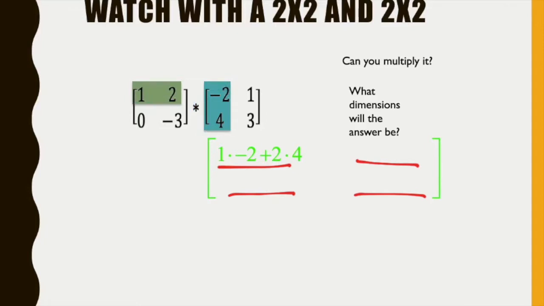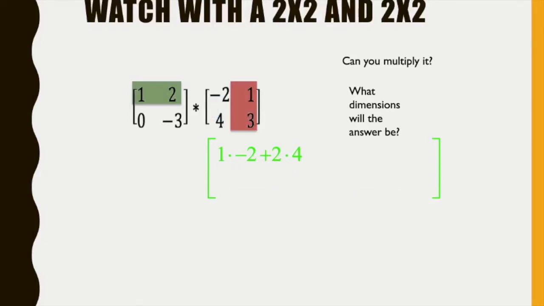Let's move on. Let's now multiply and get the answer right here. It will be the top and the right together. So we'll multiply the 1 and the 1 and the 1 and the 3. We will always add them together.